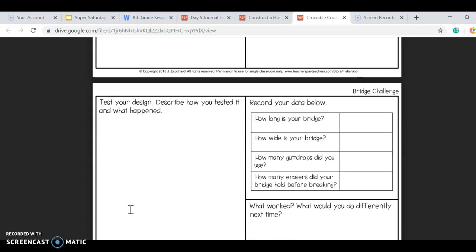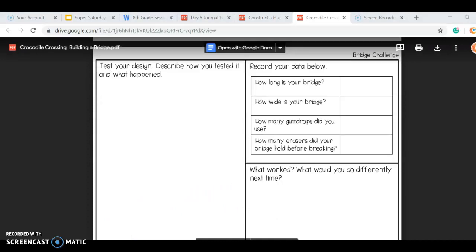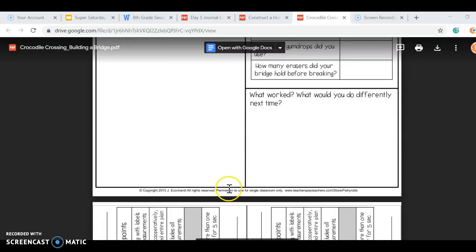Record your data below. How long is your bridge? How wide is your bridge? How many gumdrops did you use? So, how many erasers did your bridge hold before breaking? Students will answer what worked, what would you do differently next time.